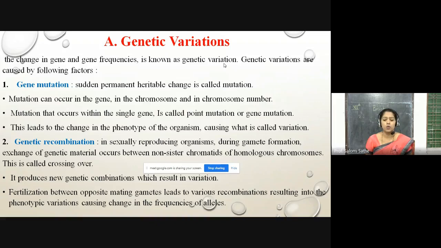What is crossing over? In sexually reproducing organisms, during gamete formation, male gamete, female gamete. In case of human beings, we know that the testes produce sperms, the male gamete, and the ovaries produce ova, the female gamete. Gamete formation takes place. Exchange of genetic material.